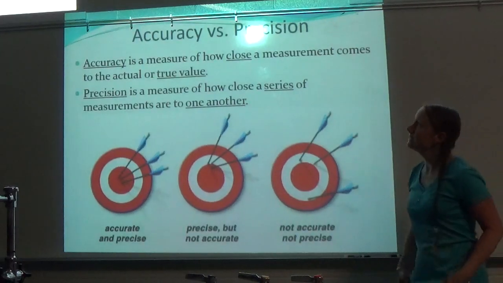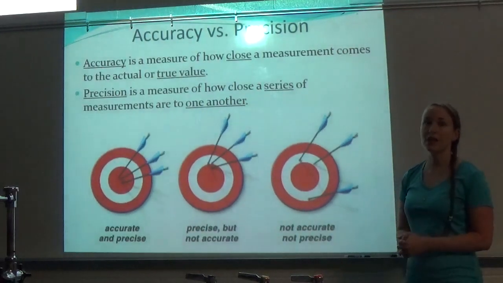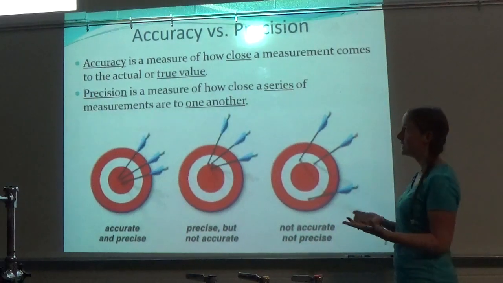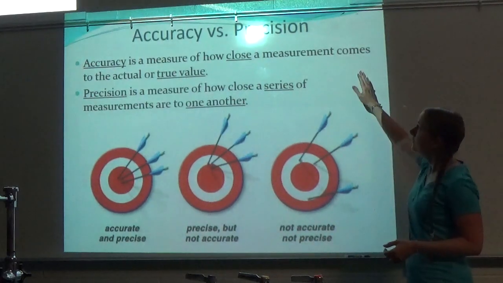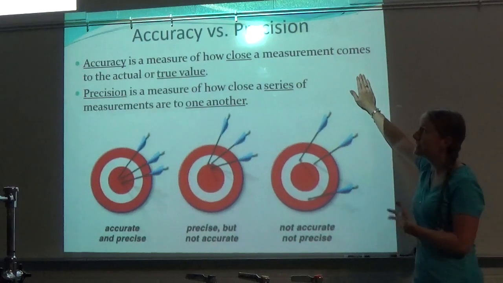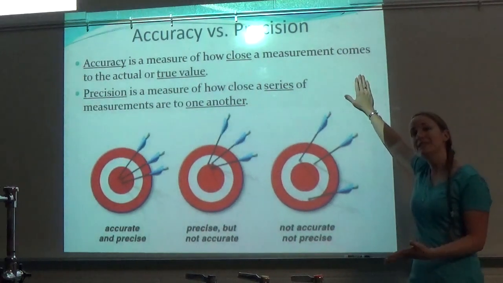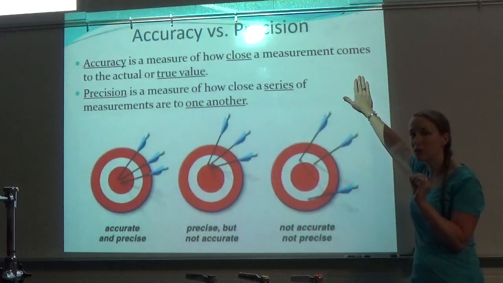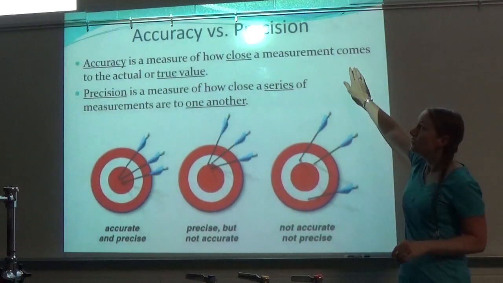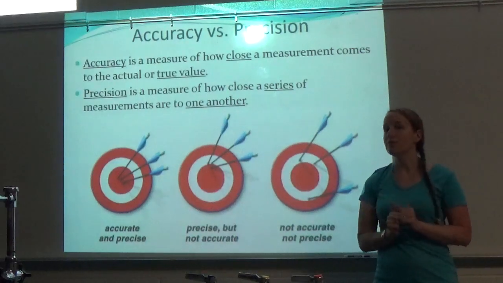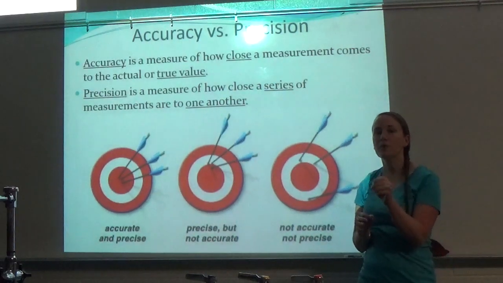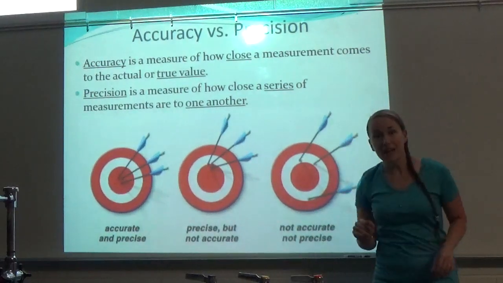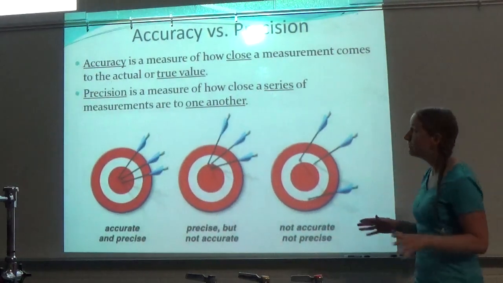So the next thing is the difference in accuracy and precision. A lot of people use these interchangeably, and they are similar, but they're a little bit different. So accuracy is a measure of how close a measurement comes to the actual or true value. So let's say you're measuring the mass of a wooden block, and the actual value is 5 grams. Your accuracy depends on how close you get to 5. So like if you get 5.02 grams, that's pretty accurate. If you get 7.9 grams, that's not very accurate.